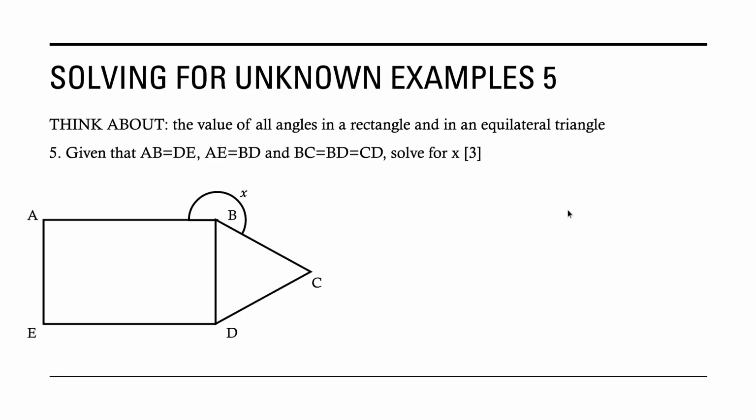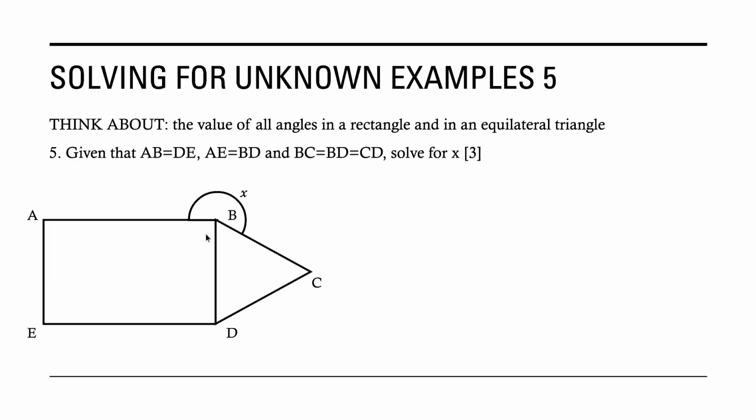The final question is this one, where you need to recognize patterns and recognize formulas such as angles within equilateral triangles and rectangles. So we know this is a rectangle because it has AB equaling DE and AE equaling BD. 4 right angles within here means we can immediately put this one as 90 degrees. Now BD equals DC equals BC tells us that this is an equilateral triangle, which means this angle up here is going to be 60 degrees.